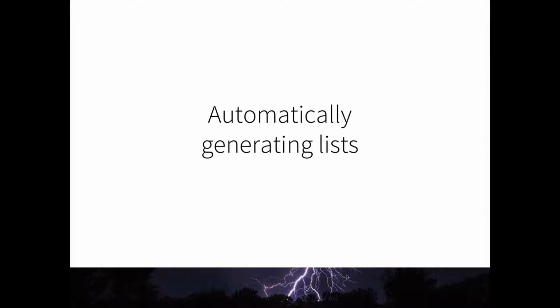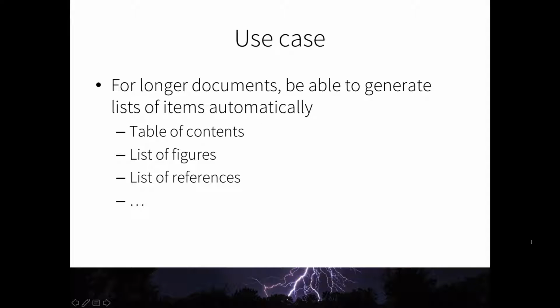That brings us to the last topic, and this is a relatively complex one, but also one that needed to be solved, that was asked quite a lot. The topic title is automatically generating lists. Now, what are we talking about? Well, specifically for longer documents, how are you able to generate lists of items automatically?